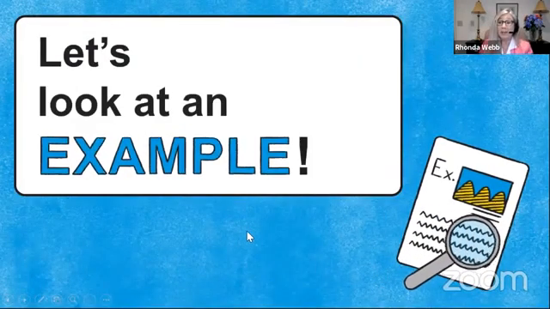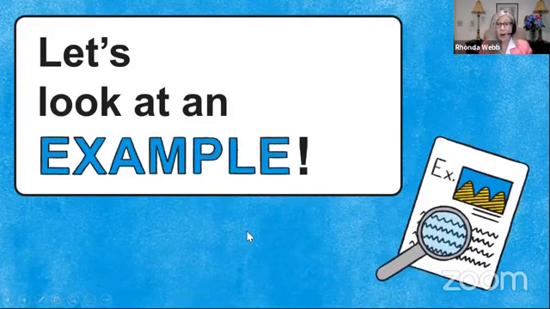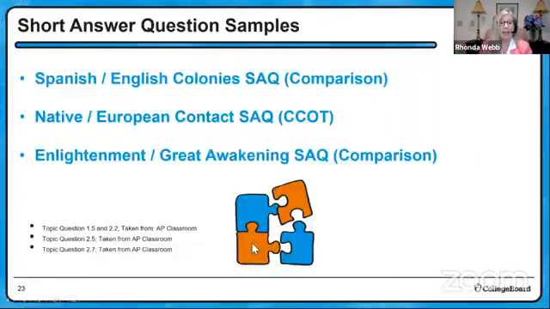So I want us to look at some examples that tie together all of this information that we've been looking at in this session. I've pulled three different SAQs that relate to time periods 1 and 2, and these came from AP Classroom. We're going to be looking at, again, our question types: comparison, which is similarities and differences, and then continuity and change over time, what changes with Native and European contact and what remains the same.